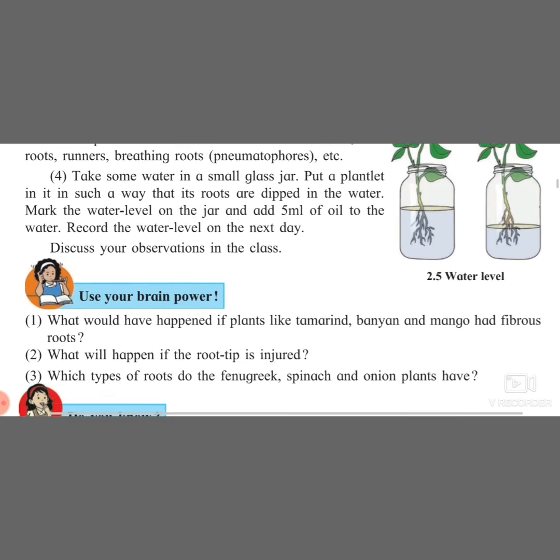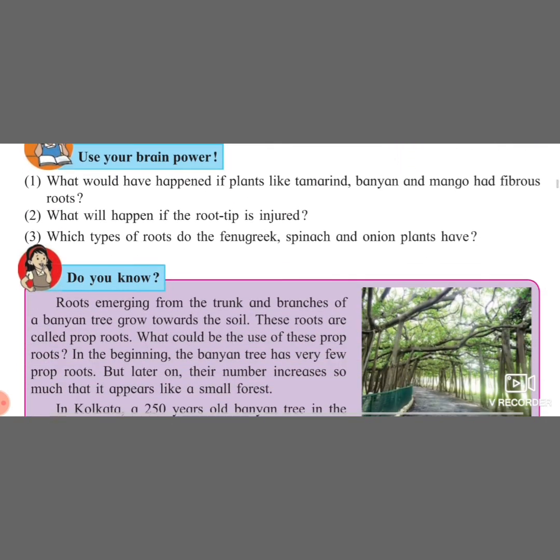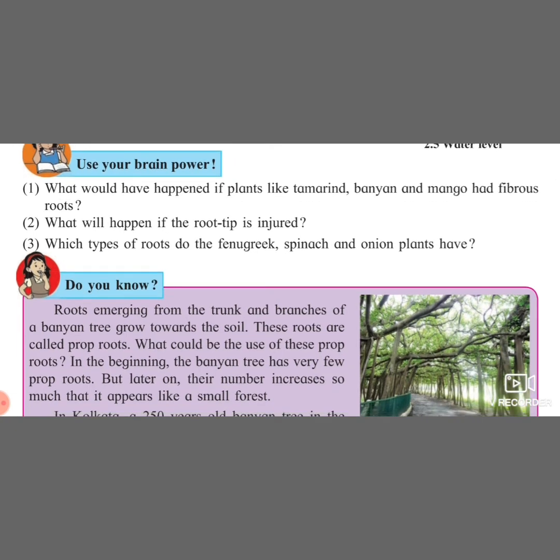Okay, so use your brain power. They have asked you a few questions, we will answer them. What would have happened if plants like tamarind, banyan and mango had fibrous roots? First thing, taproots go deep inside the soil, so they hold the soil very firmly. And you know banyan tree and tamarind are very strong trees, they live for long years. If fibrous roots were there, there would be less chance of these trees surviving. So these trees would have died in a few years itself.